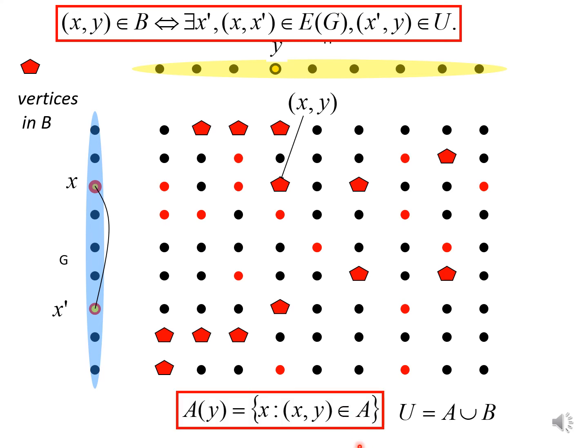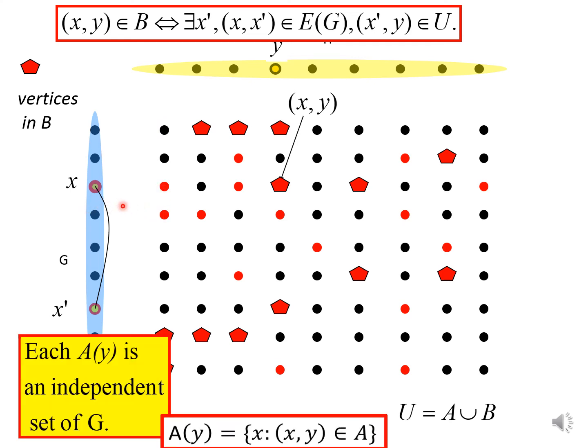Okay. So you look at each vertex y. You look at A_y, and what is A_y? Just look at this column. Look at those vertices I put into A. So this one is in A, this is in A, this is in A. And in this one, say this is in A, this is in A. Then I look at the first coordinates. So this is A_y. The first coordinate, it's a subset. A_y is a subset of the vertices of G.